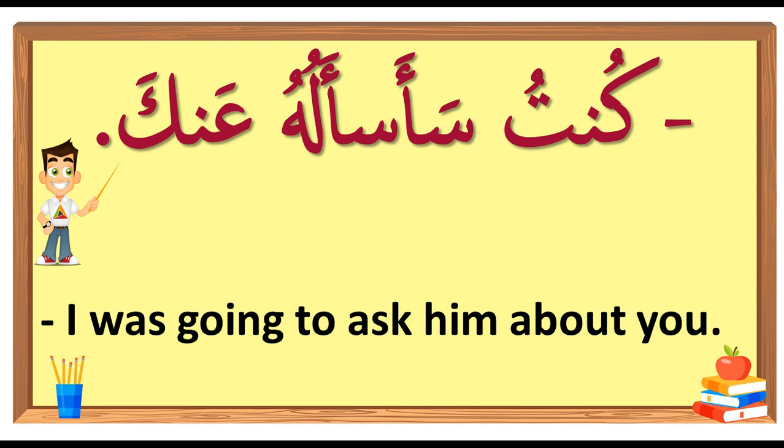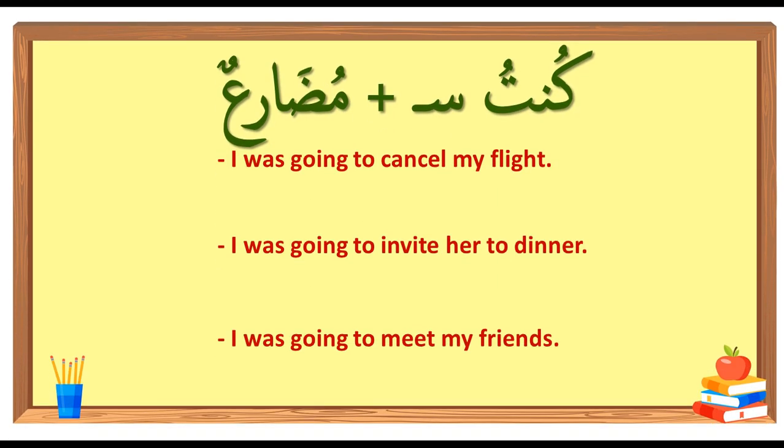كنت, I was going to; سأسأله, ask him; about you, عنك. كنت سأسأله عنك. So "I was going to" means كنت س and it's followed by فعل مضارع, present tense. كنت س and after it you add فعل مضارع, present tense.